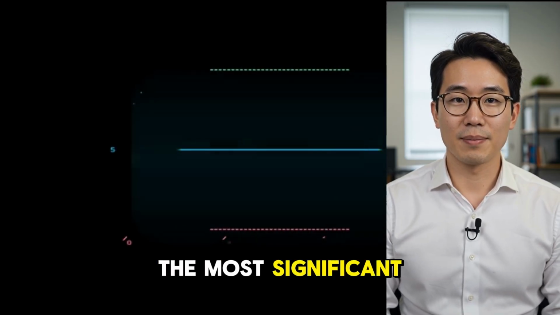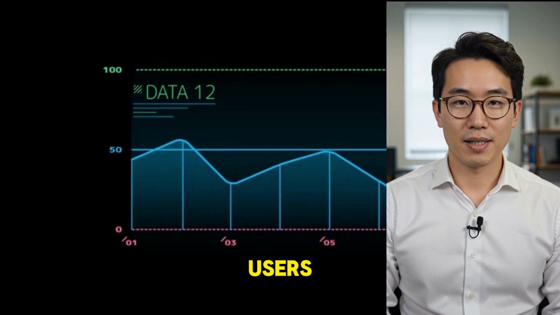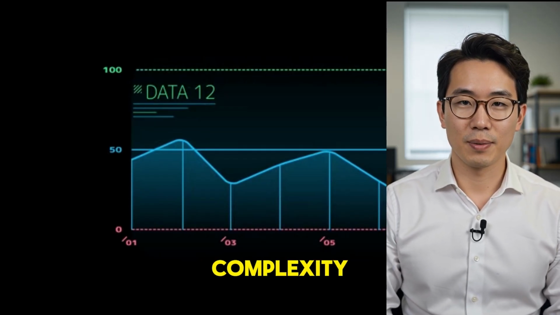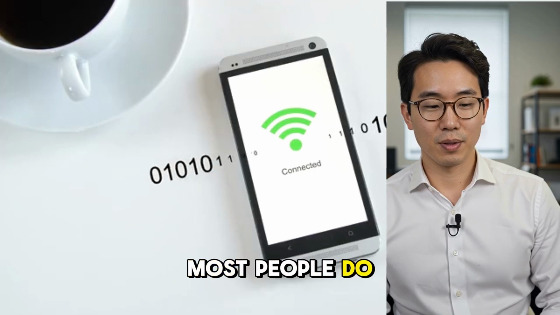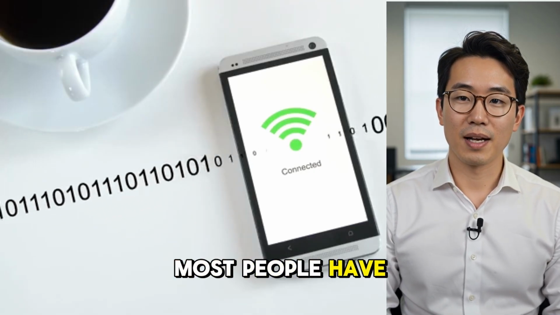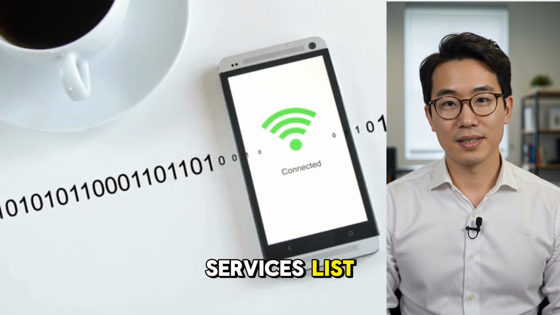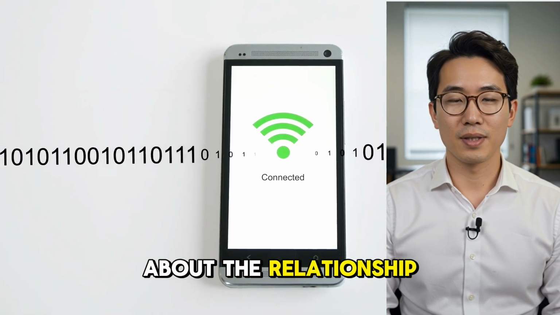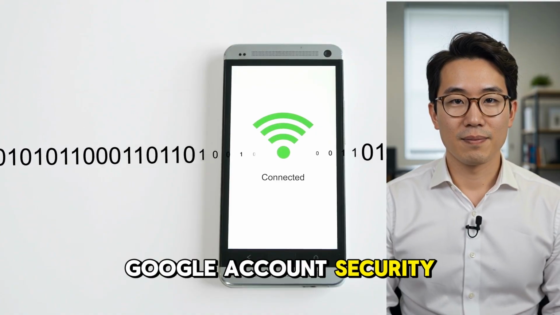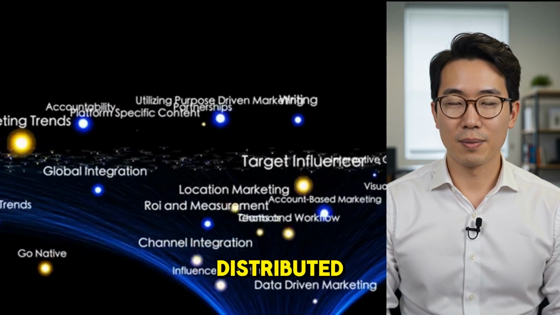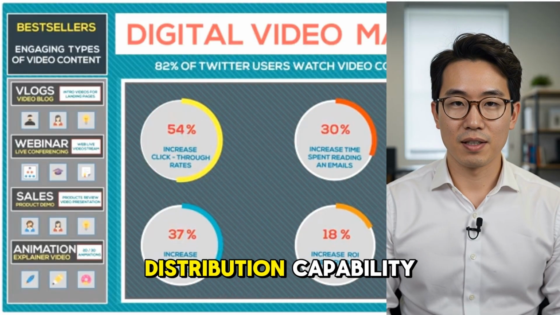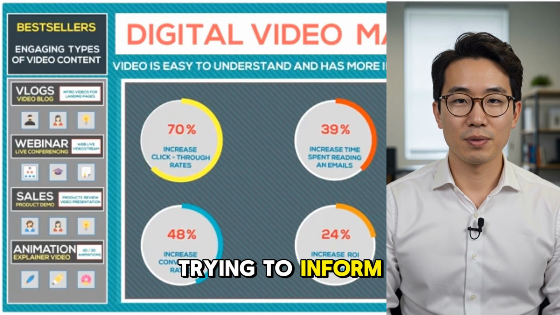The most significant barrier to Android users protecting themselves from these specific vulnerabilities is not technical complexity, it is awareness. Most people do not know that Wi-Fi scanning continues when Wi-Fi is off. Most people have never looked at their accessibility services list. Most people have not thought about the relationship between their cloud backup configuration and their Google account security. This knowledge is not widely distributed because the parties who benefit from users remaining unaware have more distribution capability than the parties trying to inform them.